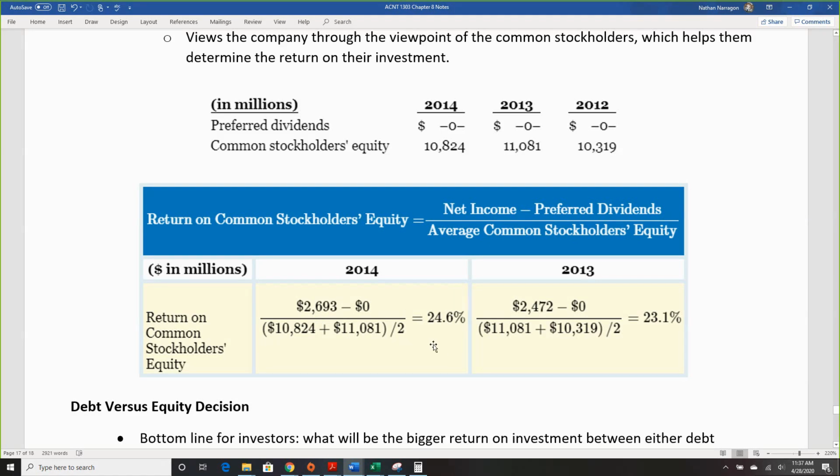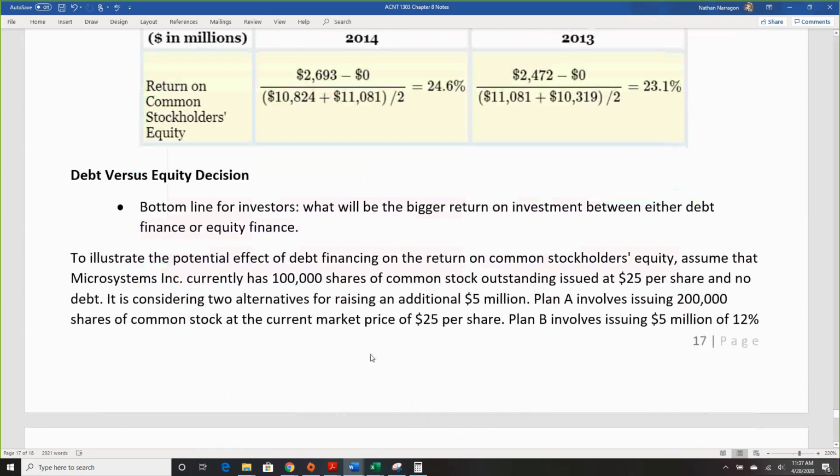So here, we see from 2013 to 2014, the return has grown, which also is very good for stockholders. They like that. Even if it's a little bit, it keeps them happy. And they're like customers. You want them to be happy so that they keep investing.